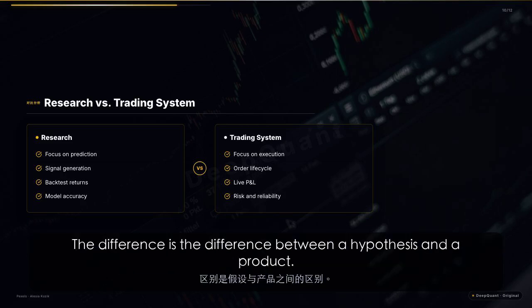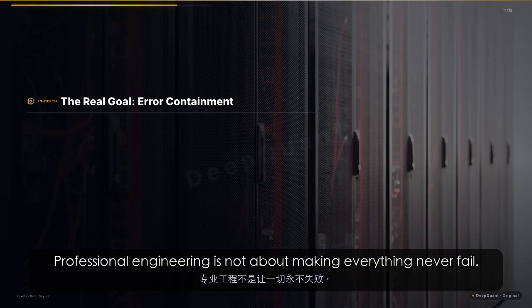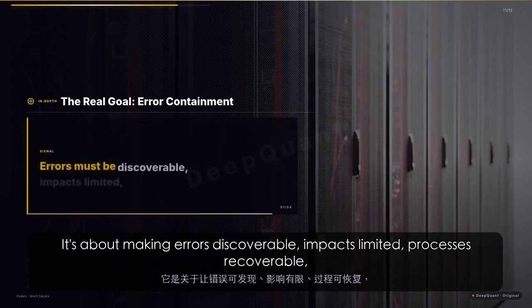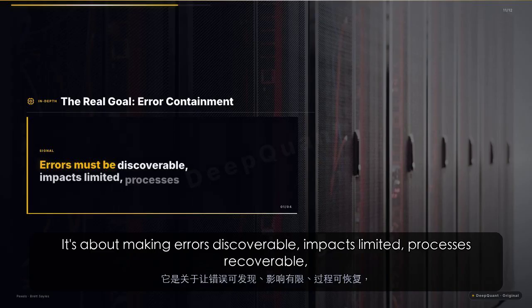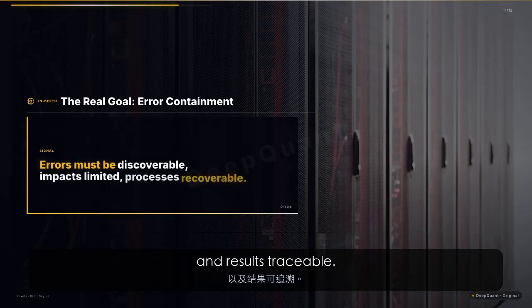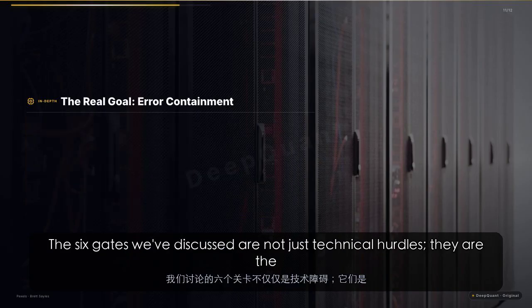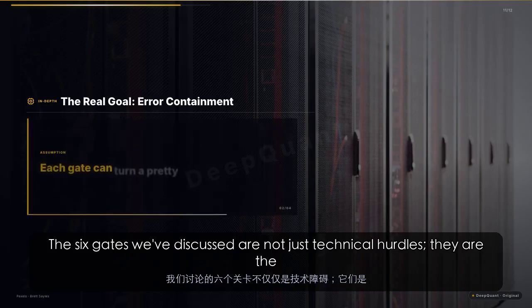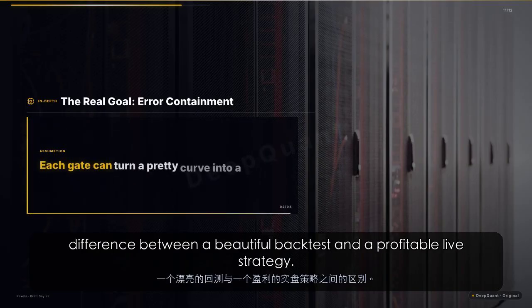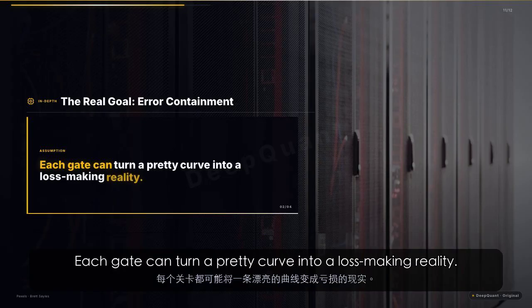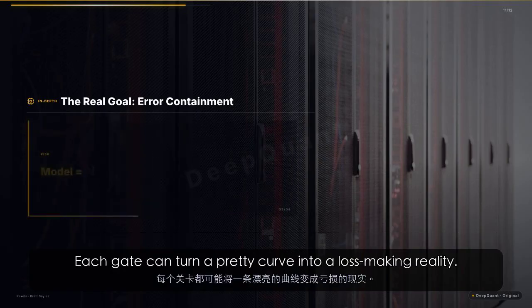The difference is the difference between a hypothesis and a product. Professional engineering is not about making everything never fail. It's about making errors discoverable, impacts limited, processes recoverable, and results traceable. The 6 gates we've discussed are not just technical hurdles, they are the difference between a beautiful backtest and a profitable live strategy. Each gate can turn a pretty curve into a loss-making reality.